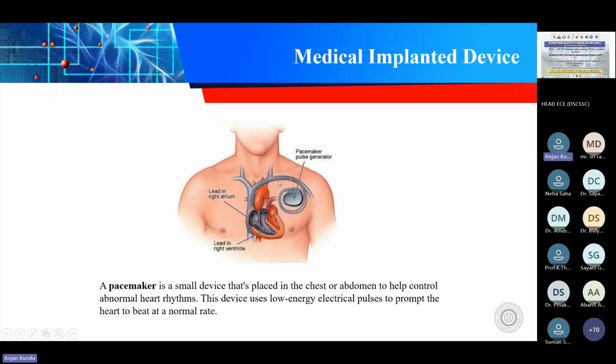That means the 2 wires have to be connected at either the right atrium and the left atrium, or the right ventricle or the left ventricle. That means it will generate 2 electrical pulses simultaneously. If you have 2 problems, then you will have to use the 2 lead pacemaker.